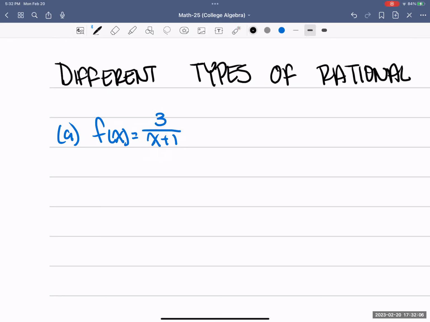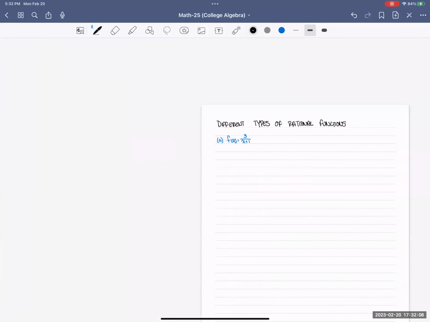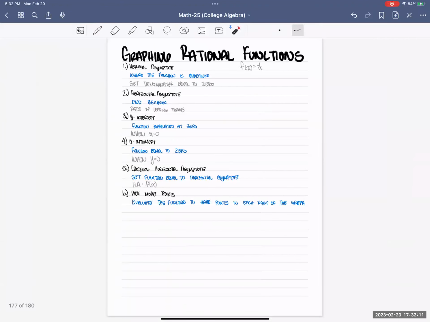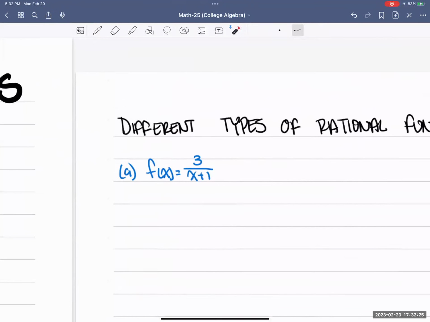What I'm looking at specifically is our horizontal asymptote. All of these are going to end up being very, very similar. The one that changes the most, depending on the graph, is going to be our horizontal asymptote. So here, let's start with our first part.